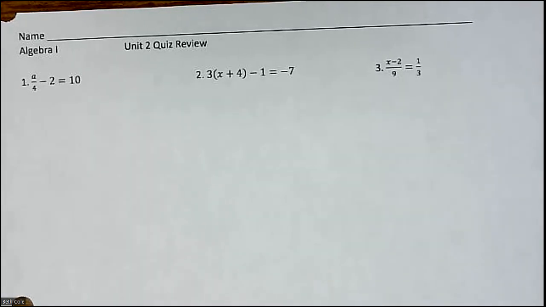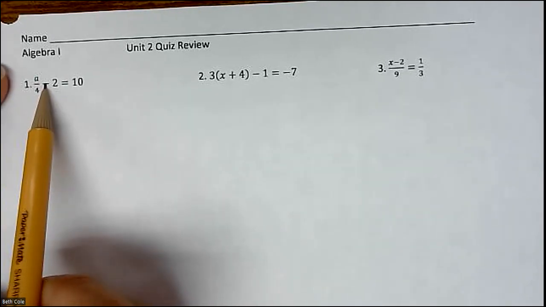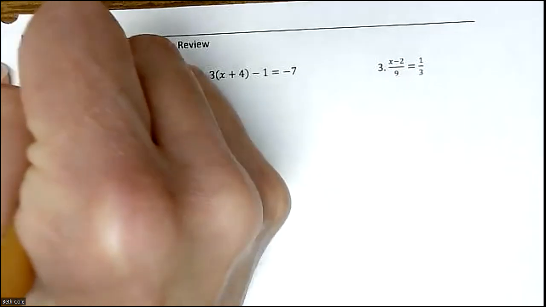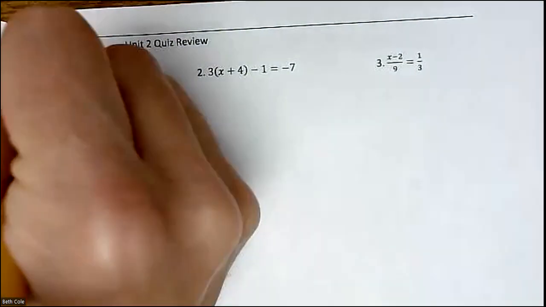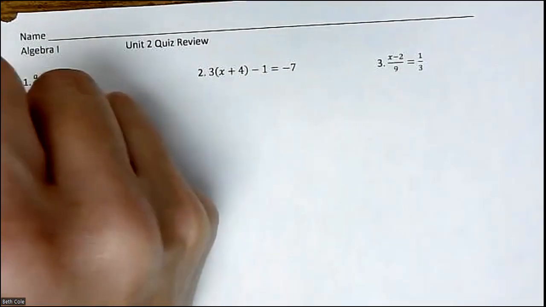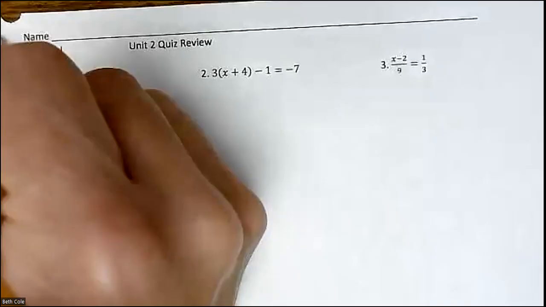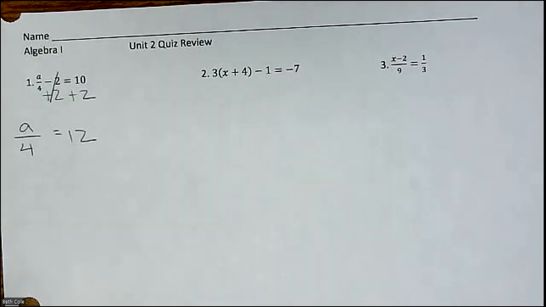So looking at that first one, how do you undo a -2? Add 2, good, +2. So those will cancel. So you get a over 4 equals 12. Cool.